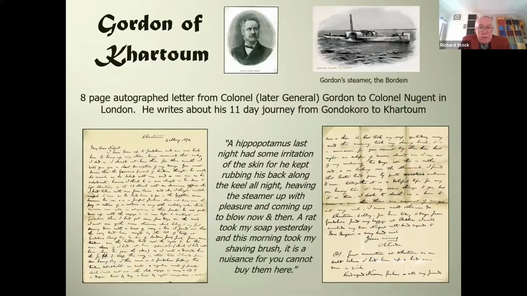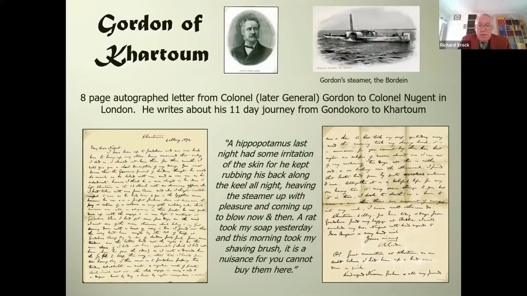This is a letter signed by General Gordon when he travelled from Gondokoro on the Uganda border to Khartoum, and it took him 11 days. And he says everybody was surprised I got over that distance in such a short period of time. He talks about slavers, and he talks about other incidents that occurred on the journey along the Nile.